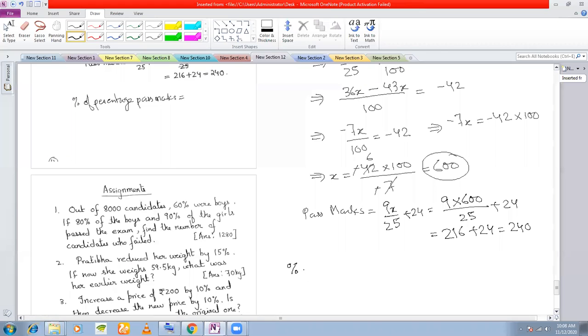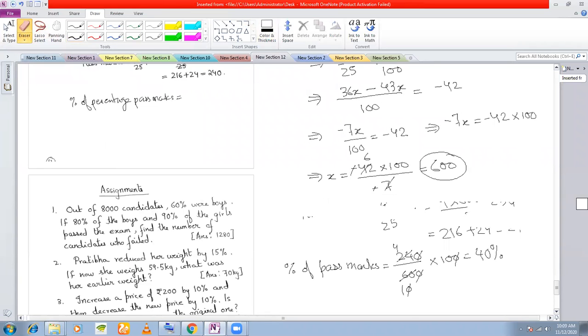This step I did not write. Percentage of pass marks: how do you calculate it? Pass marks is 240 and total marks is 600, into 100. That's it. This is the percentage of pass marks. Cancel with 6. So 40% is the pass marks. Okay, so that's it.